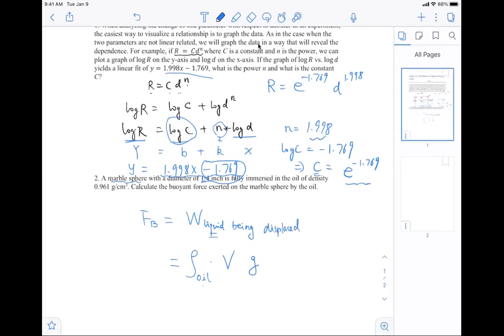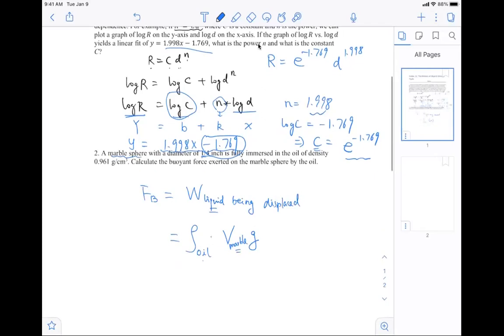How much oil is being displaced is exactly how much space you have to make for the marble. So it's going to equal the volume of the marble times little g. So you can calculate the buoyant force using Archimedes' principle. This is what you would do in the lab as well, and compare that with your data. The volume of a sphere is 4/3 pi r cubed, times g.